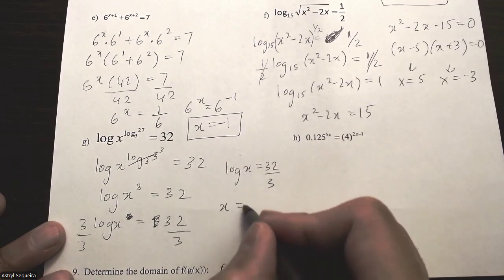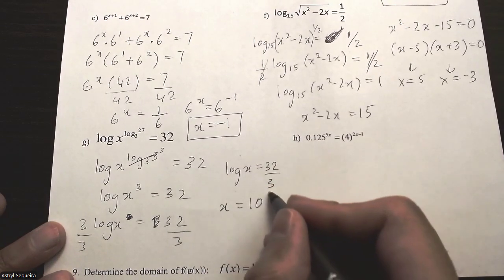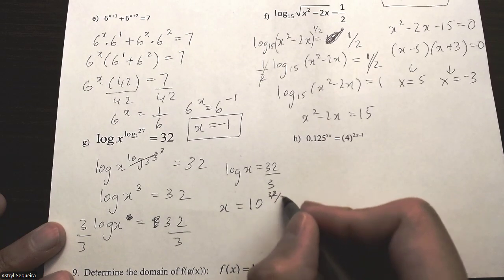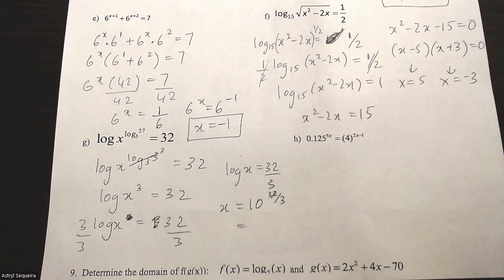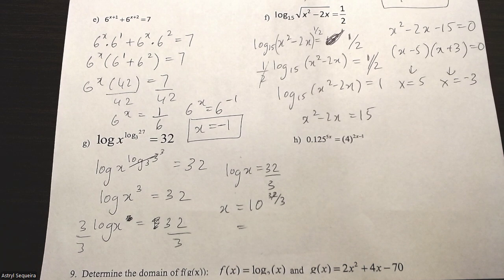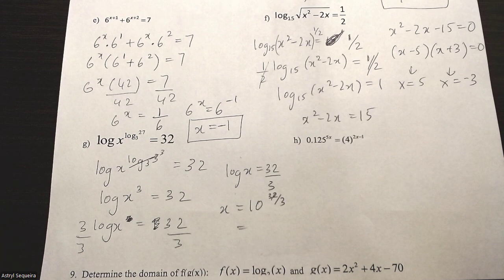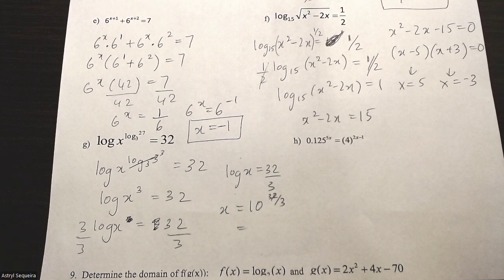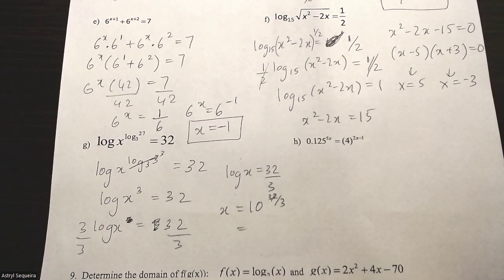And then I'll just move the log to the other side. So 10 to the power of 32 over 3. Which is a huge, huge number. So I think I'll just leave it like that because I don't want to write down this number with so many decimal places.